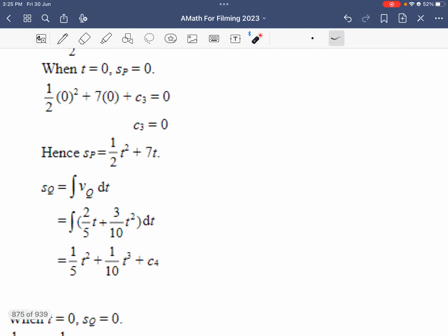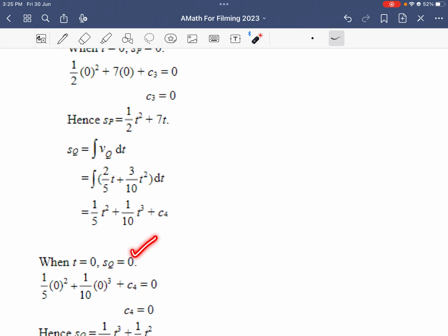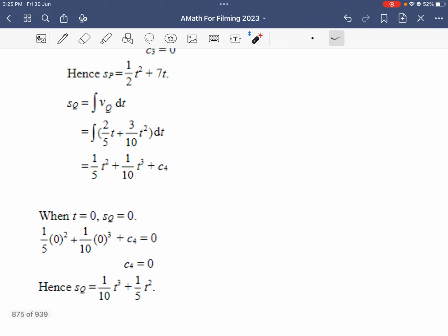Same idea for Q. From part 1, we have the velocity of Q. If you integrate with respect to time, you get this. When t equals 0, the displacement equals 0. They both start at the starting point, so c4 is 0. If you have done all of that correctly, the displacement is 1/10 t³ + 1/5 t².